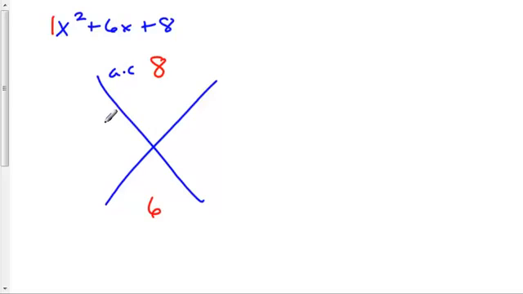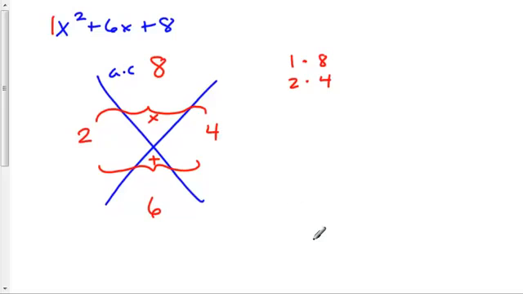So we want to look at factors of 8. So 1 times 8 and 2 times 4. And we want to look at what are the two factors that are going to be multiplied together. So we multiply them to get 8, but when we add them, we're going to get 6. So 1 and 8 can't add together to get 6, but 2 and 4 can. So we're going to put a 2 here and a 4 here.